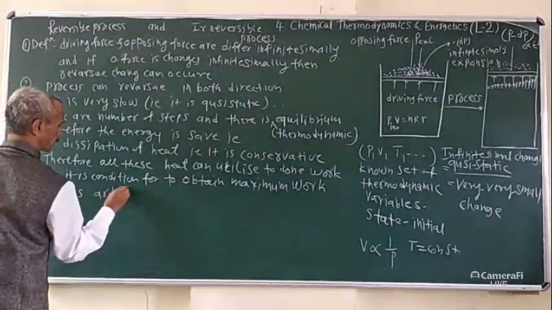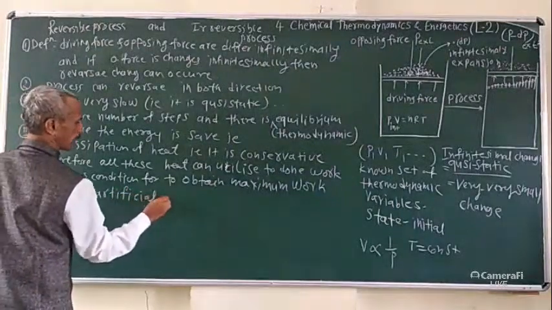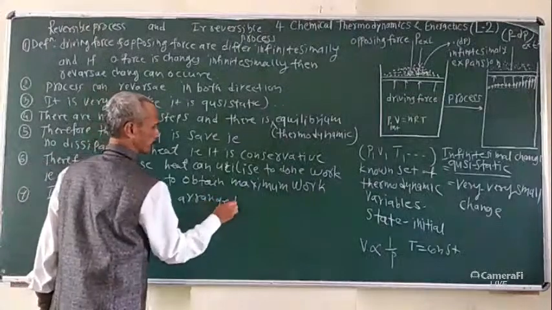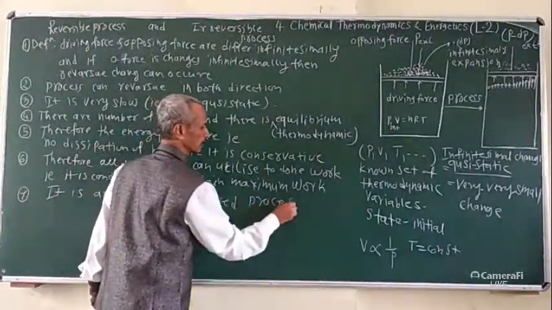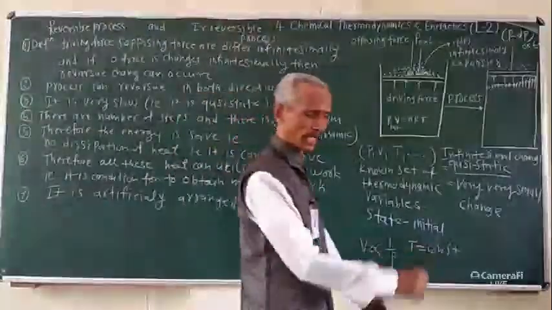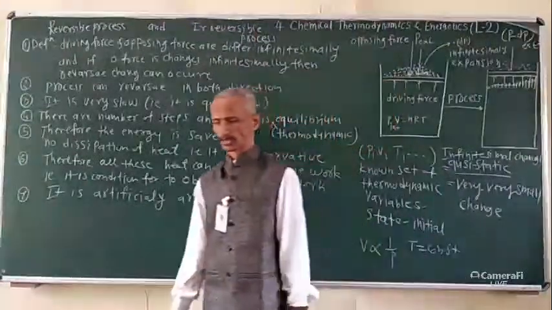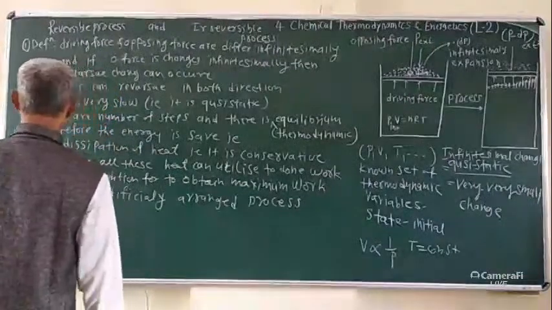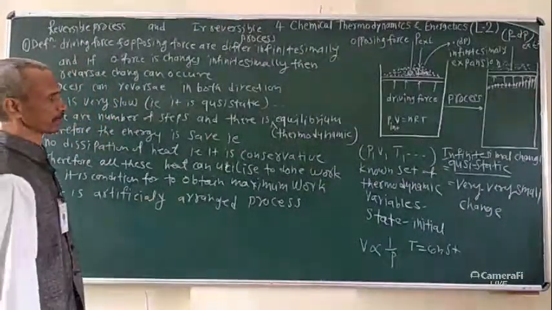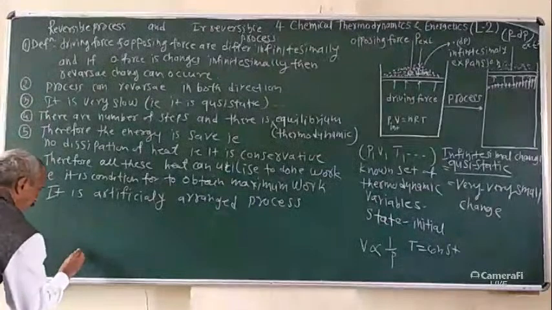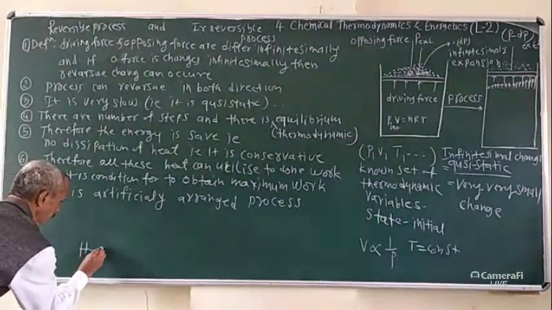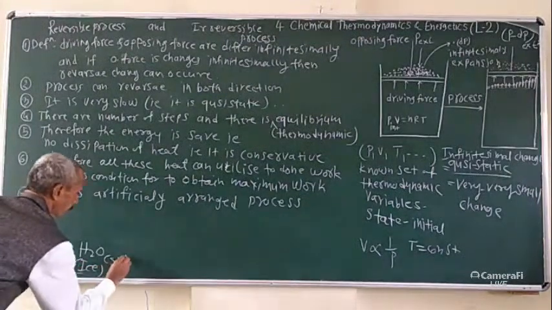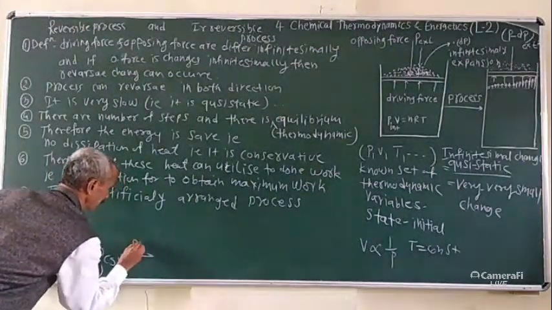an artificially arranged process, because naturally occurring processes are generally spontaneous and are irreversible. For example, what types of examples are there? For example, H2O, that is ice, at 0 degrees Celsius.